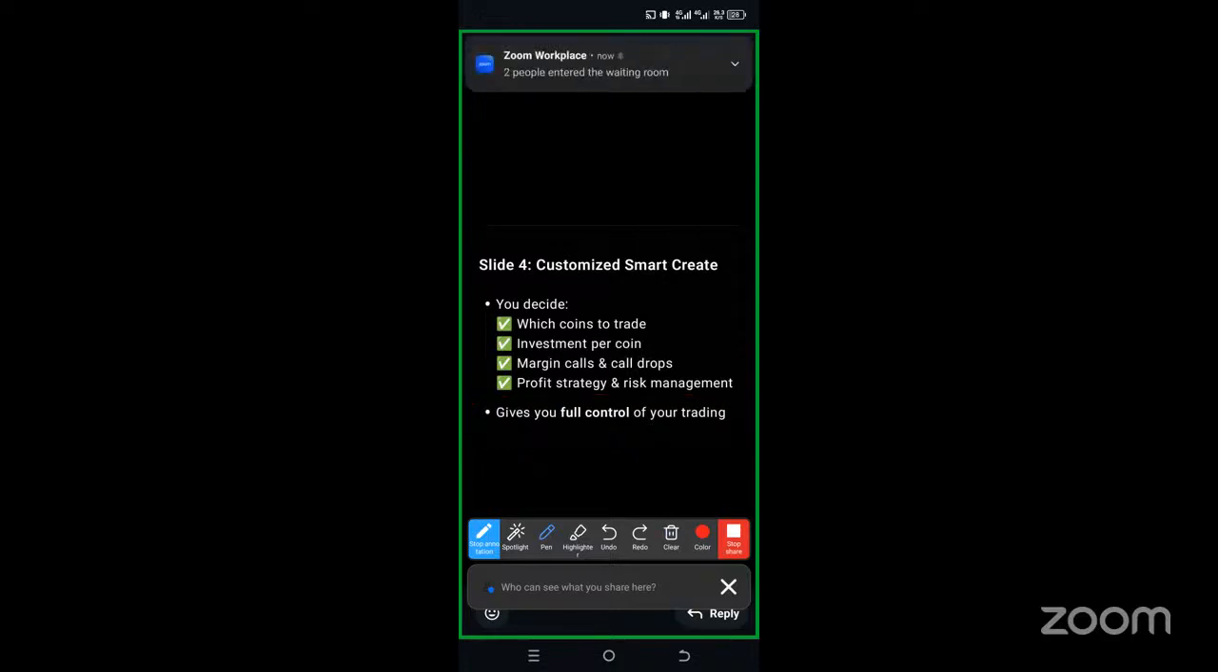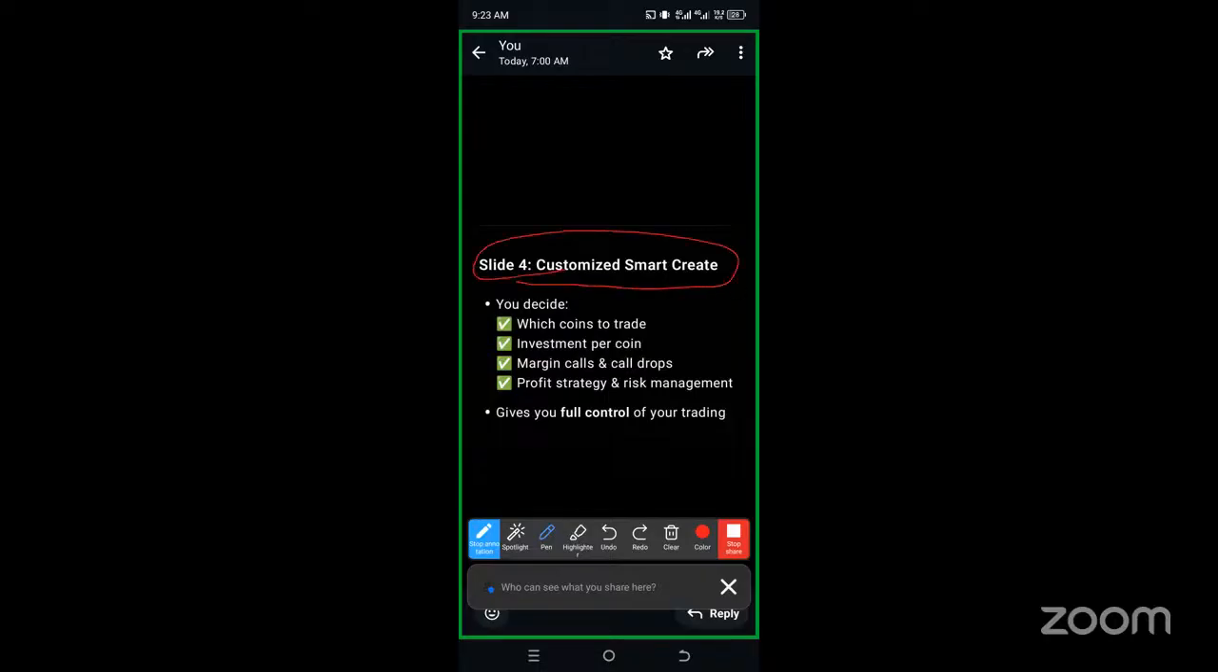I will repeat this again, for those people who are joining. Customize the Smart Create in the robot: a trader, who is me, you, somebody else, decides which coins to trade. Number 2, he decides investment per coin. Number 3, he decides margin call drops. Number 4, he decides profit strategy and risk management, and it gives you full control of your trading.